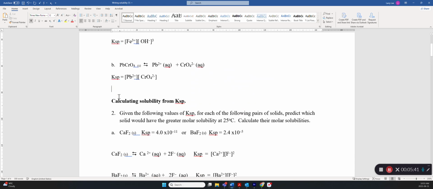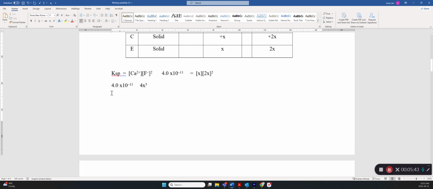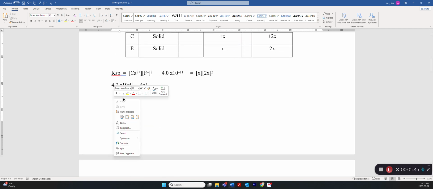It's going to run out of room here. Okay, so divide both sides by 4. We get 1.0 times 10 to the minus 11 is equal to X cubed. And solving for X in this equation, we need our calculator.